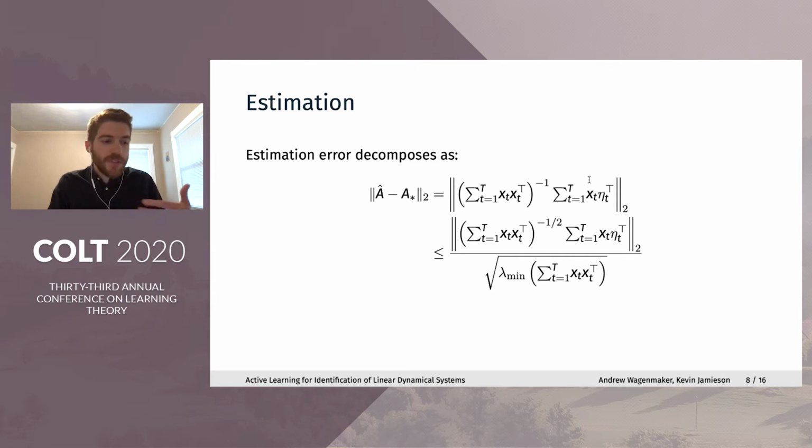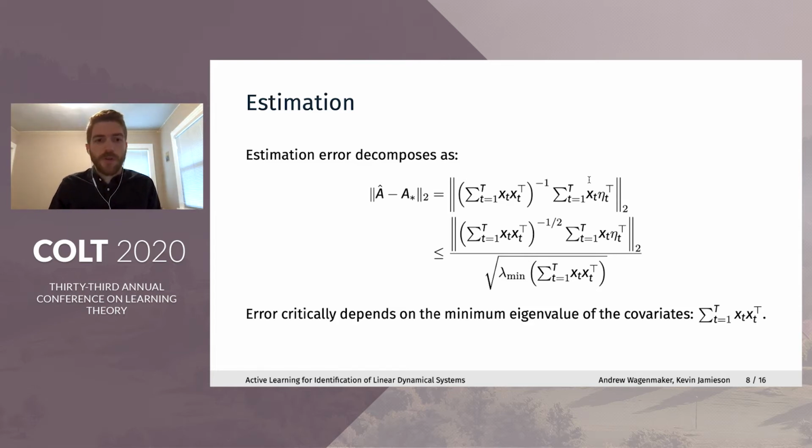And this top term is a self-normalized term. We're not going to spend too much time on it in this paper, but the bottom term is really the key point. And you can see that the error critically depends on the minimum eigenvalue of the covariance. So to make the error small, we want to excite the system and increase the minimum eigenvalue. And that's the approach we're going to be taking in this paper.